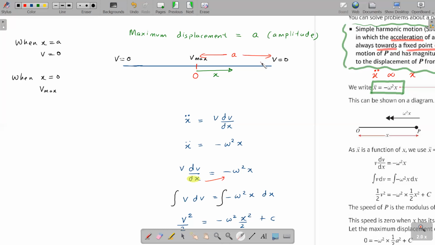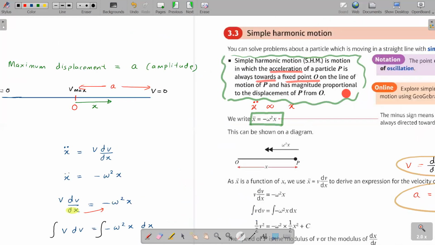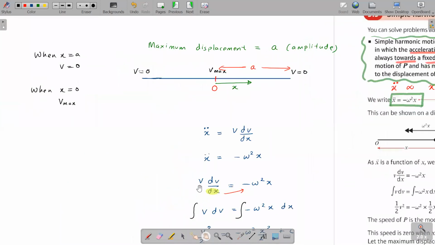We were told in SHM, the acceleration is what? The acceleration is always directed towards the origin, and they've told us the magnitude of the acceleration is proportional to the displacement. Can you see? The first thing you need to understand here is in SHM, you don't have constant acceleration. The acceleration is not fixed, not constant. So acceleration will vary with displacement. That's why we wrote this, right? Acceleration is a function of displacement.